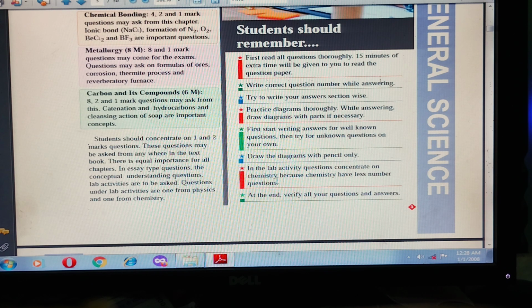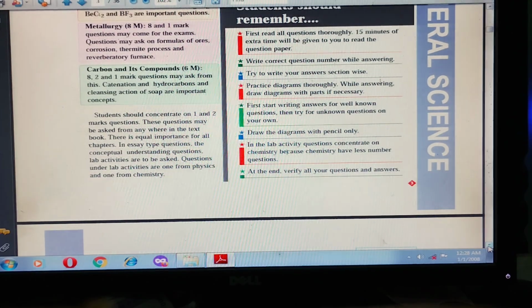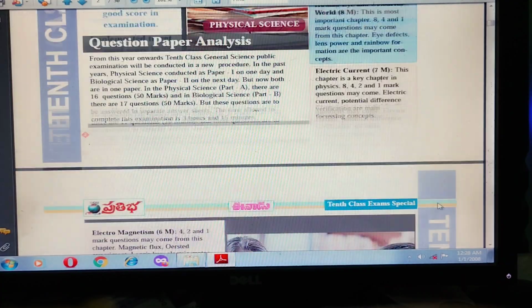But if we consider physics, 7 to 8 lab activity questions are there. So if students focus on lab activity questions from chemistry, those who are afraid, in the choice, can leave the physics question and answer the lab activity from chemistry. And at the end, verify all the questions and answers. So these are the instructions and syllabus analysis according to government that you are going to get in the physical science paper, that is part A.